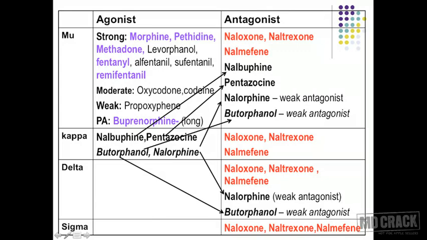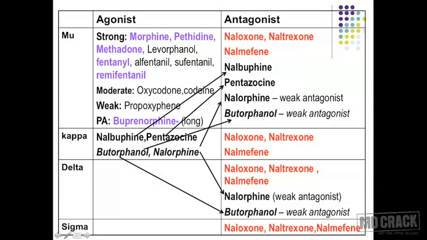Are you getting what I tried to show on the green board? It means nalbuphine is agonist at kappa and antagonist at mu. So we'll call this drug a mixed agonist-antagonist. Similarly, you have pentazocine, same kappa agonist and mu antagonist. The next one is butorphanol. It's a kappa agonist, mu antagonist, follow this arrow, mu antagonist, and it's also antagonist at the delta receptor. And the last one is nalorphine, which is agonist at kappa and antagonist at mu as well as delta.